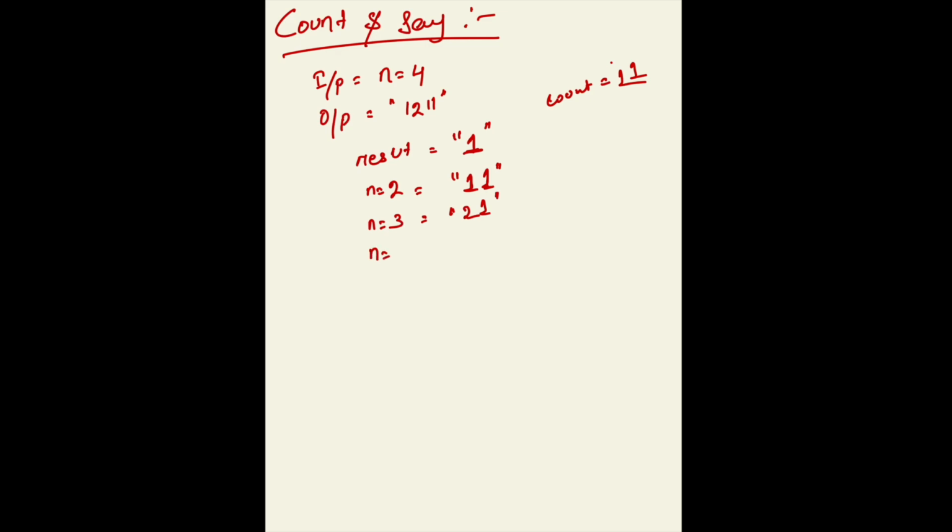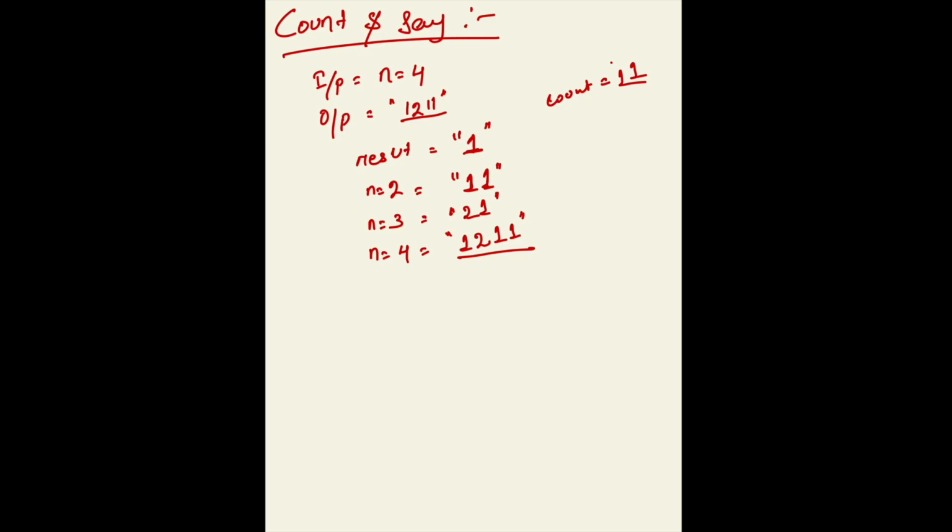Now we'll do n equal to 4. 2, how many times is it present? Only 1 time, so 1, and the value is 2. And next, 1 time, the value is 1. You can see the output is 1 2 1 1. Here the output is 1 2 1 1. We matched it.